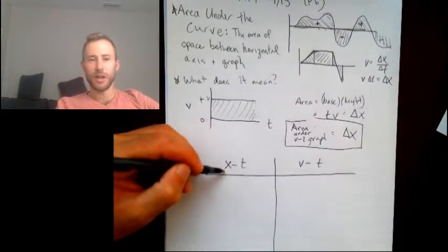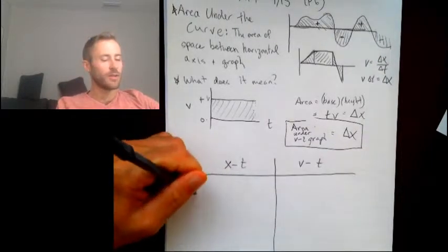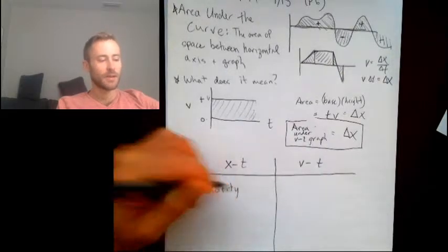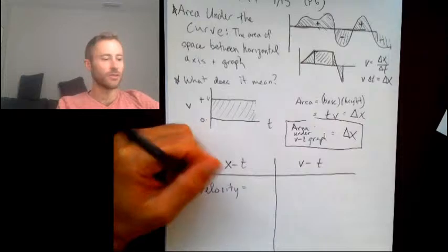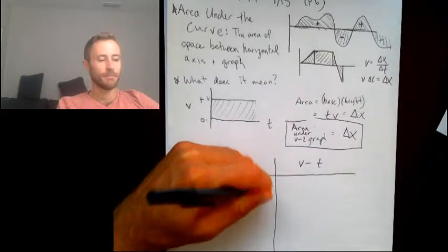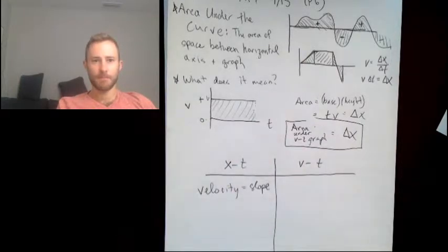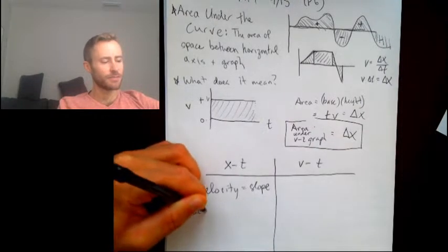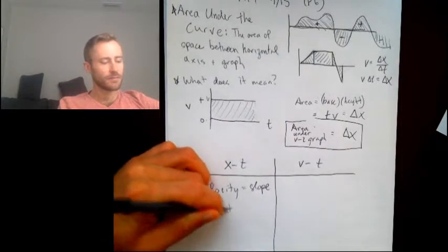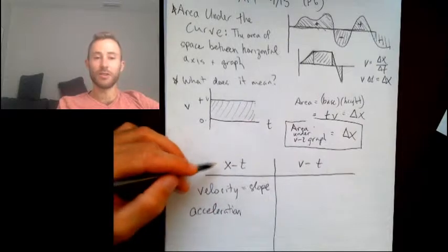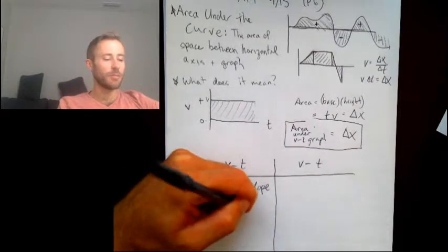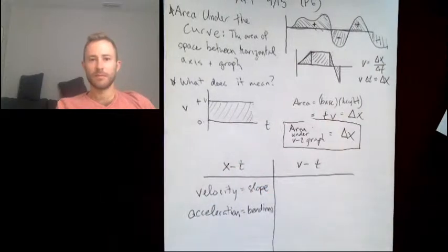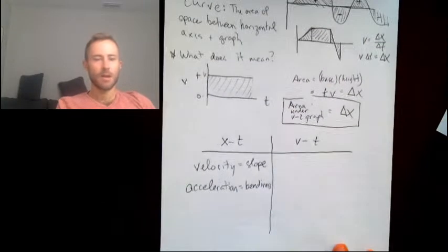For a position time graph, if we want to get the velocity, then the velocity is the slope. Okay? If we want to get the acceleration in a position time graph, it is bendiness. Okay?